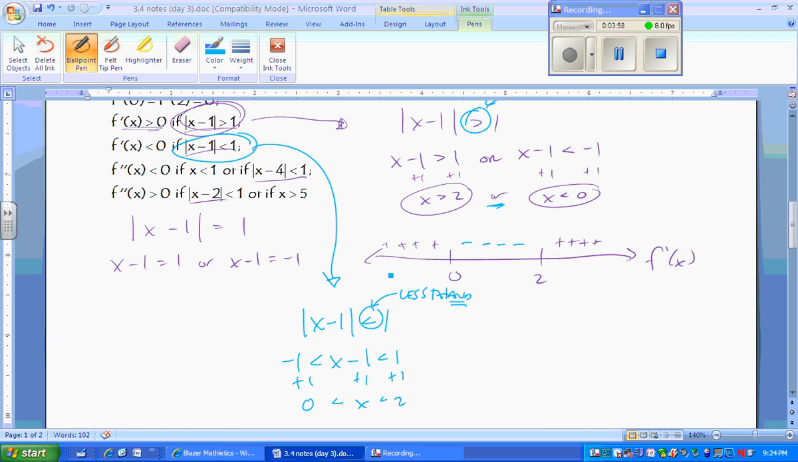So the main thing I'm looking at here to show you is the absolute values. So for like this other one, absolute value of x minus 4 that is less than 1. Since it's a less than, x minus 4 is less than 1, and it's greater than negative 1. So we put it all together. Greater than, we have to do the or.